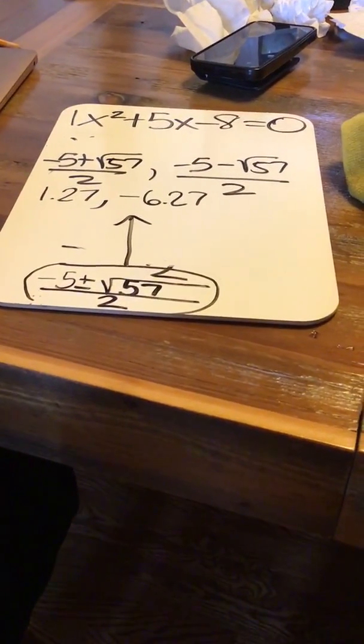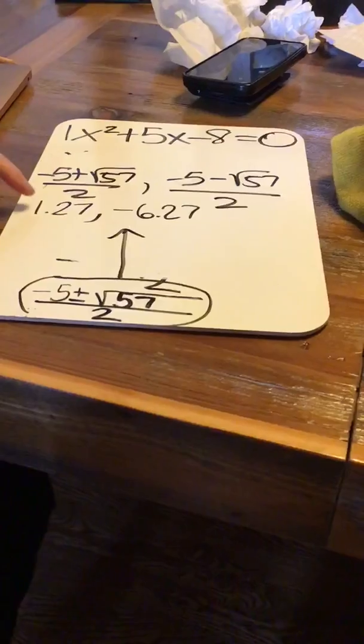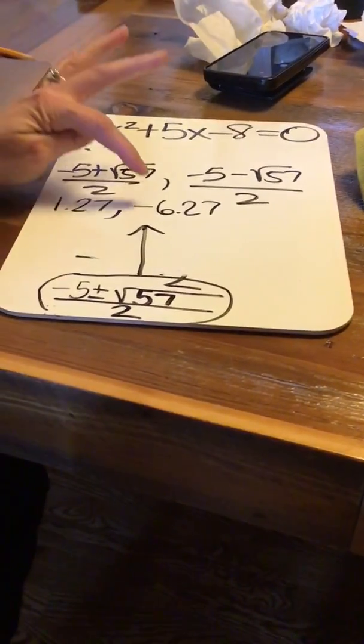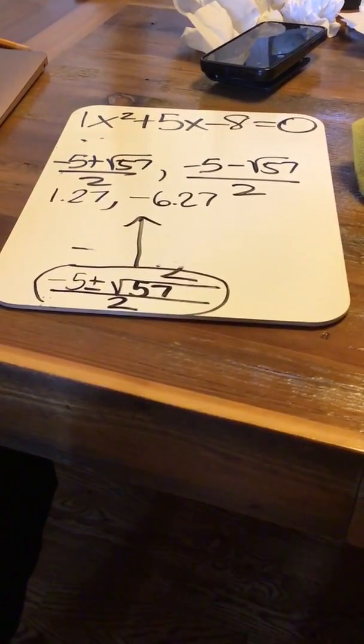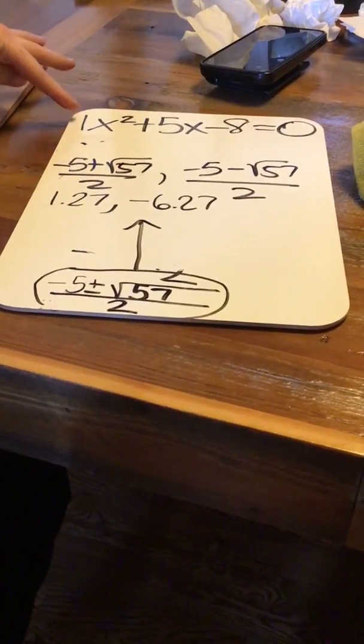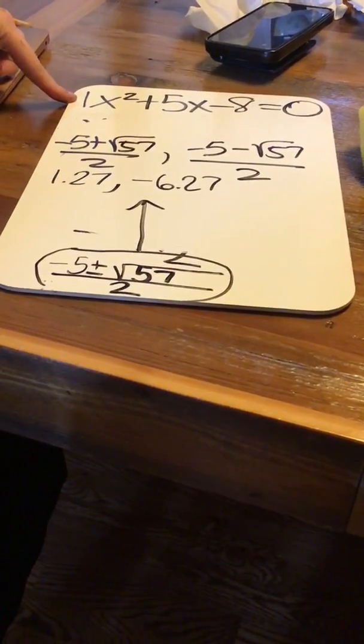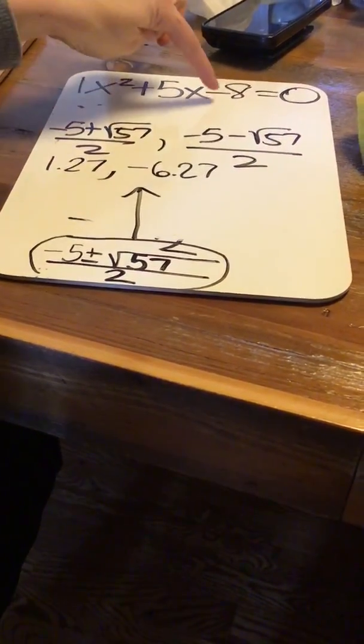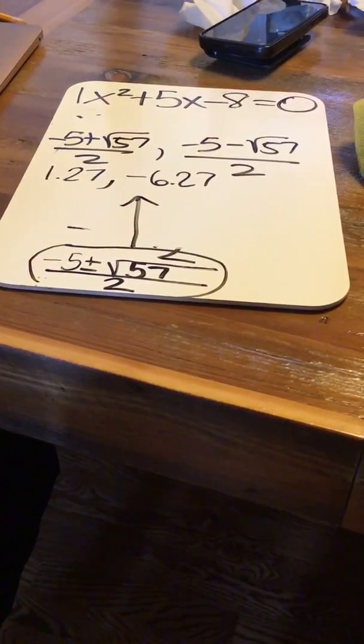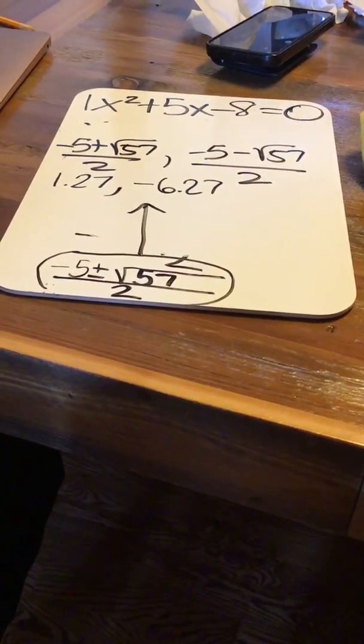So what does that mean? That means my parabola is hitting the x-axis at about 1.27 and about -6.27. What else do I know about this graph? I know this graph opens up because that's a positive. I know that my y-intercept is -8. Because remember, your C is always your y-intercept.